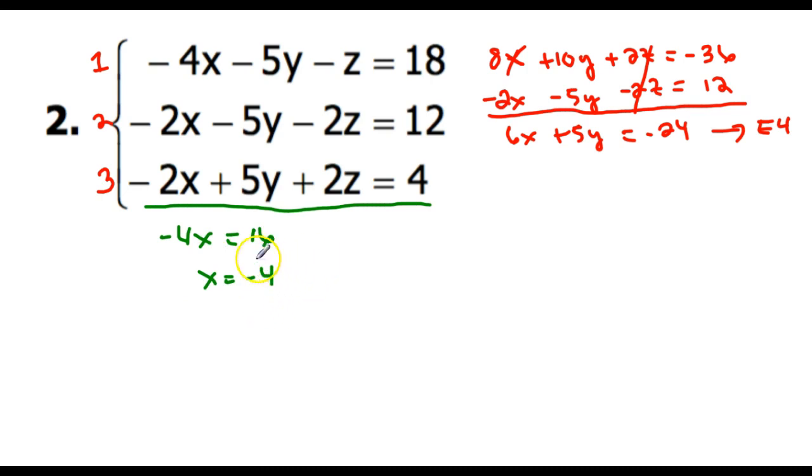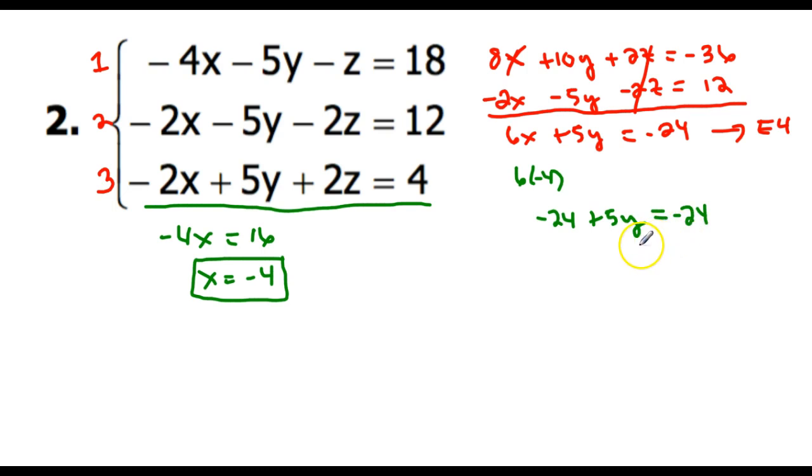Well, if x equals negative 4, that's one of the 3 variables I have to find, I can now substitute it in over here and solve for y. So 6 times negative 4 gives me a negative 24 plus 5y is equal to negative 24. So if you add 24 to both sides, you get 5y is equal to 0. So y equals 0.